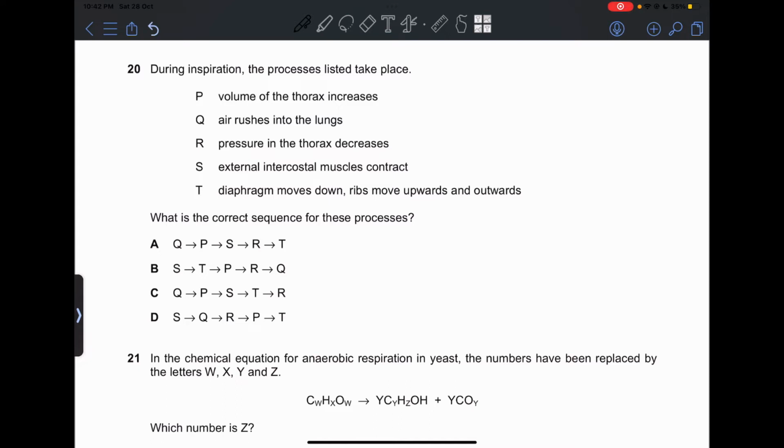So we know that it all starts with S, the external intercostal muscles contracting, so A and C will not be included in our answers. After that, when the external intercostal muscles contract, the diaphragm will move down and the ribs move upwards and outwards. This increases the volume of the thorax, which means more air will enter. The pressure in the thorax decreases because, as we all know, pressure and volume are inversely proportional. They are the opposite. And then lastly, the air rushes into the lungs. So our answer is going to be B.